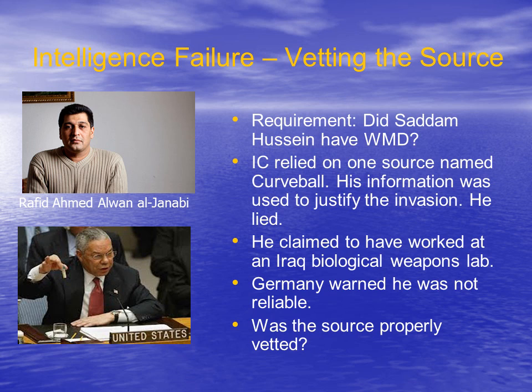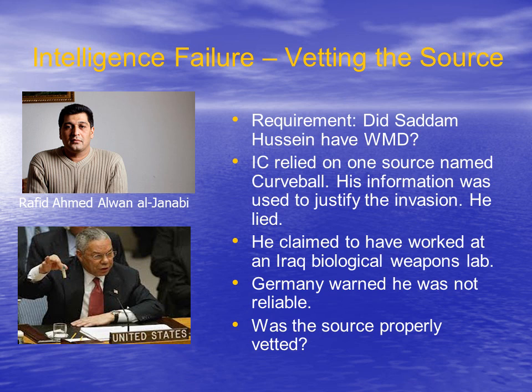And in the book they talk about Curveball, that was his code name. This individual was the source or the asset that the United States and the intelligence community relied on relative to his information that ultimately led to the invasion of Iraq after 9/11. And of course the requirement was pushed on down by leadership of the nation: did Saddam Hussein have weapons of mass destruction?